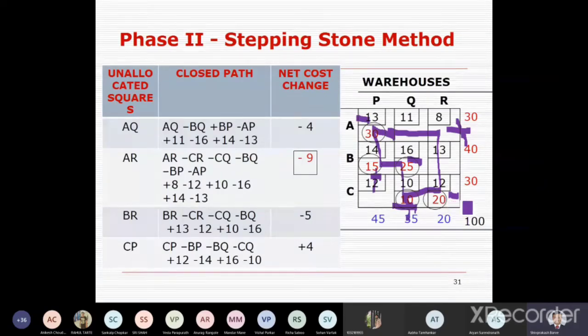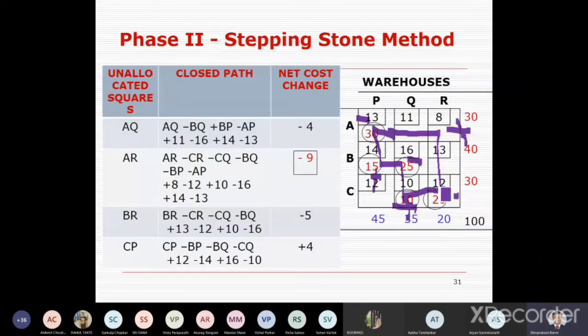So we have three negative corners. Here allocations are 20. At this negative corner, allocations are 25. And at this corner, allocations are 30. Means at the negative corner, we have to check what are the minimum allocations. So the minimum allocation is 20.